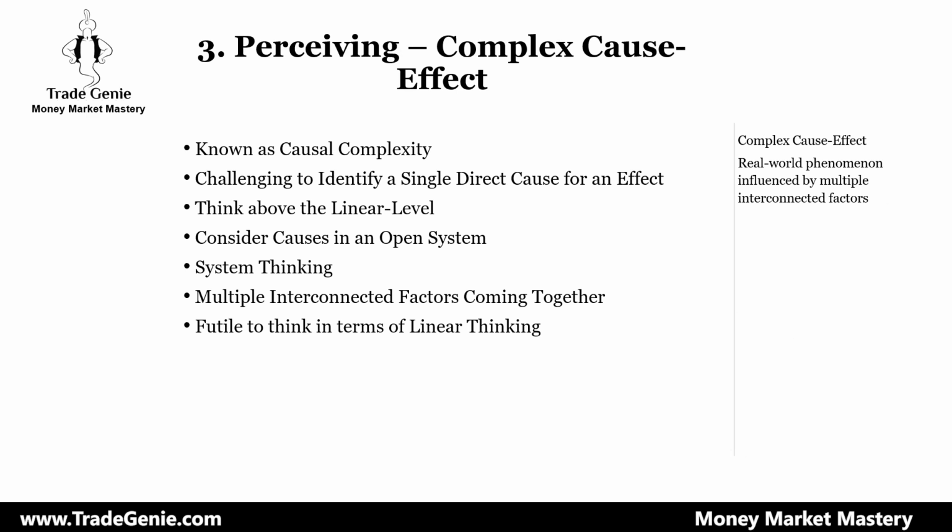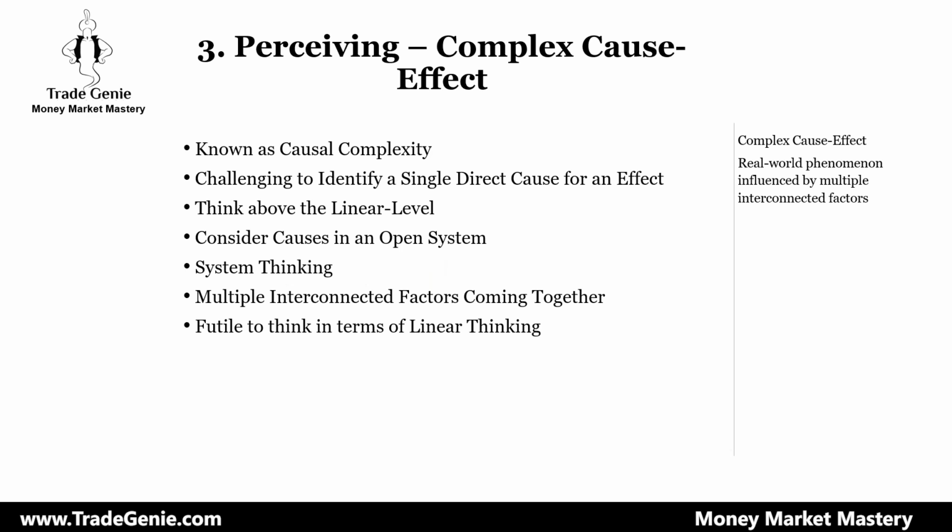Another one is something called complex cause effect. So this guy is above the linear guy. There's a guy who doesn't believe in causation, and there's one person who believes in linear cause effect. And then there is a trader who is very sophisticated, and he believes in complex cause effect. This is the kind of trader we need to be. He knows there is causal complexity, there are a lot of complex variables, a lot of factors driving the market. There's not a single direct cause for an effect. He's thinking above the linear level, and he's not a closed-system person.